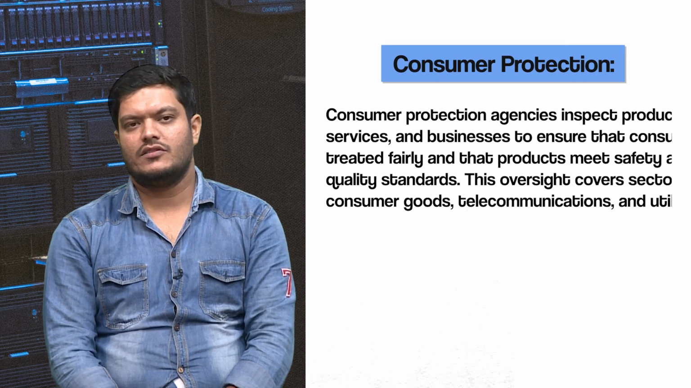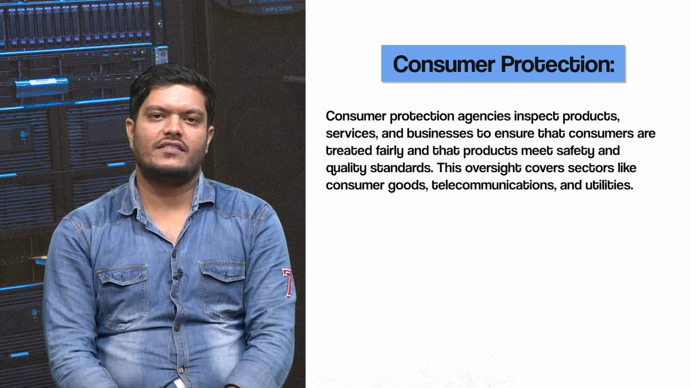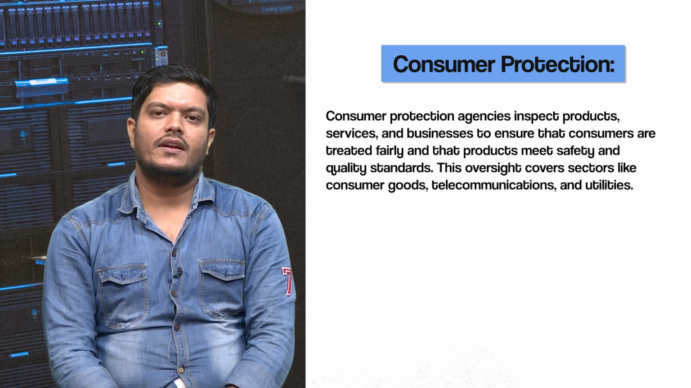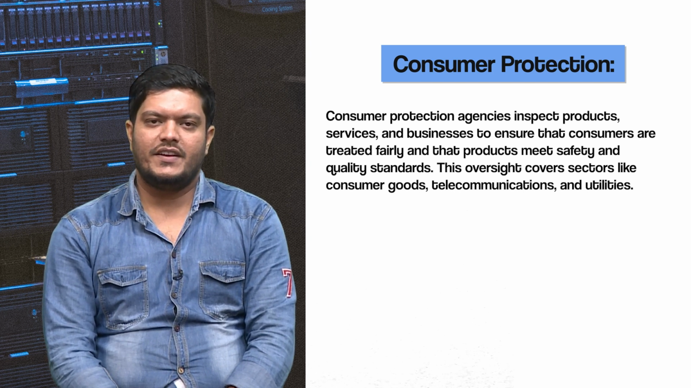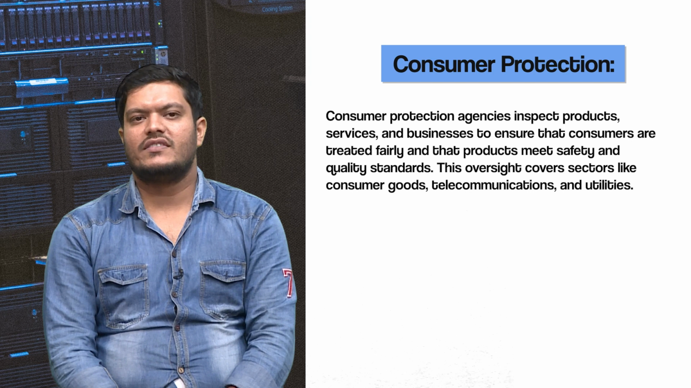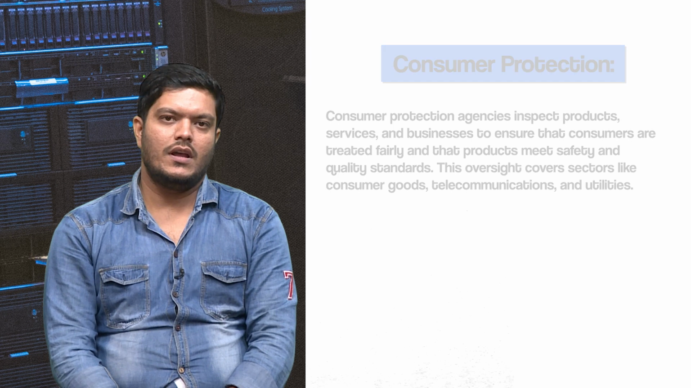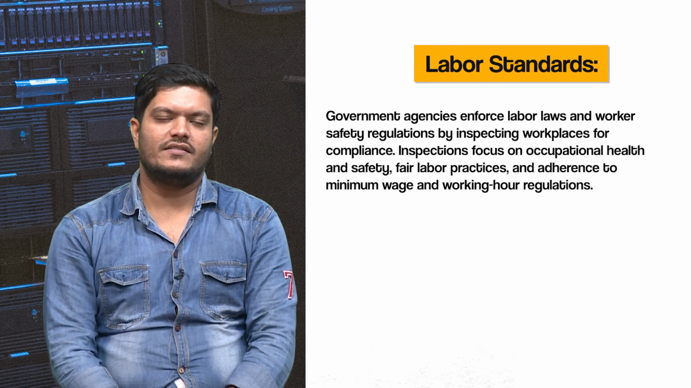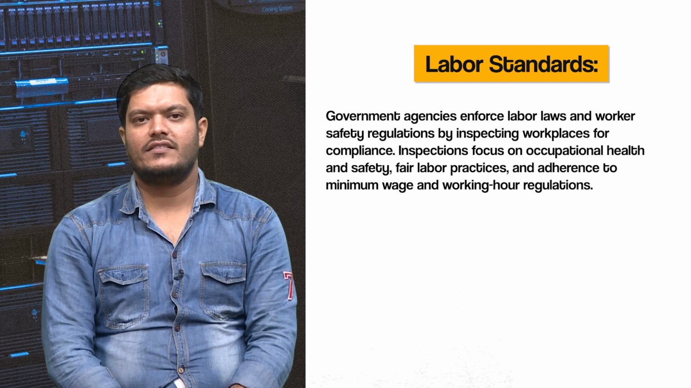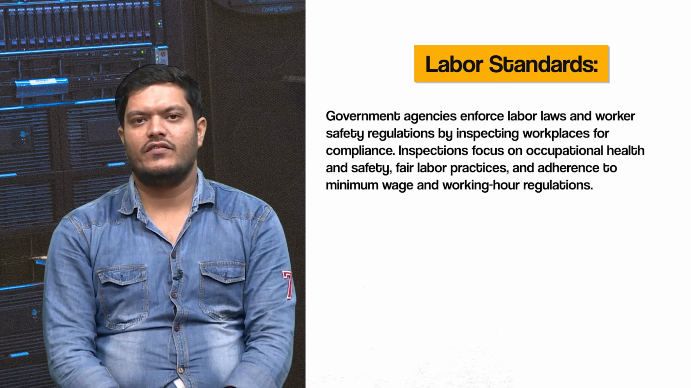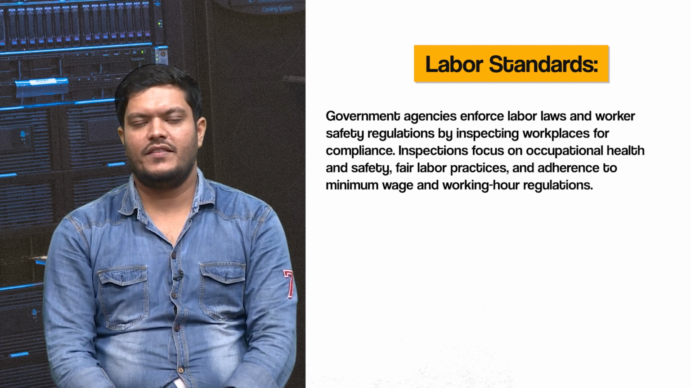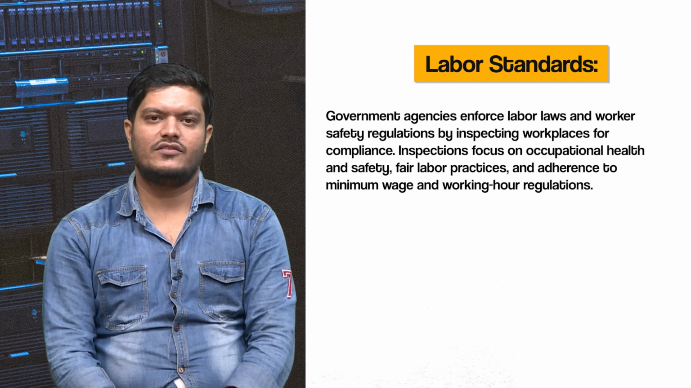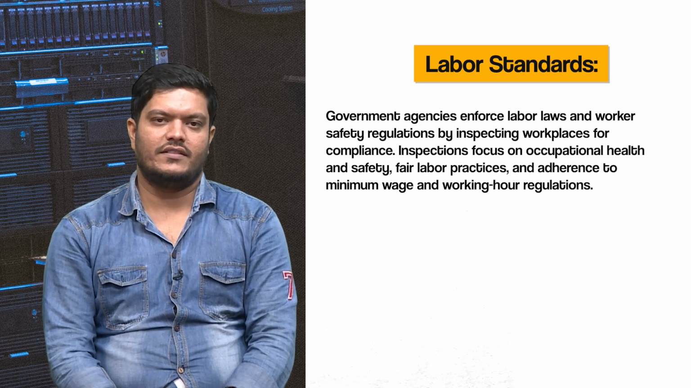Consumer protection. Consumer protection agencies inspect products, services, and businesses to ensure that consumers are treated fairly and that products meet safety and quality standards. This oversight covers areas like consumer goods, telecommunications, and utilities. Labor standards. Government agencies enforce labor laws and worker safety regulations by inspecting workplaces for compliance. Inspections focus on occupational health and safety, fair labor practices, and adherence to minimum wage and working hour regulations.